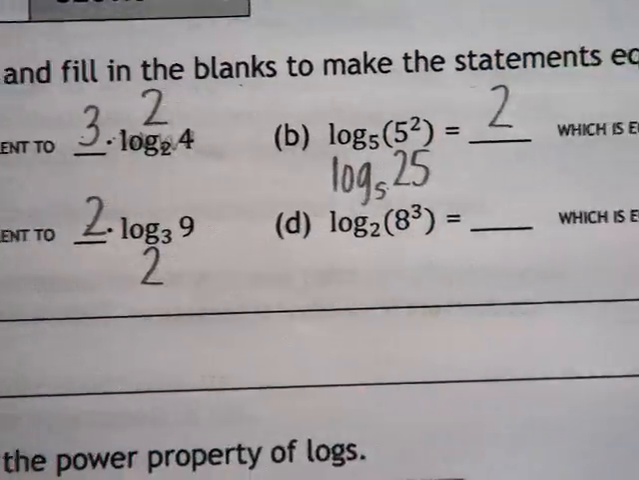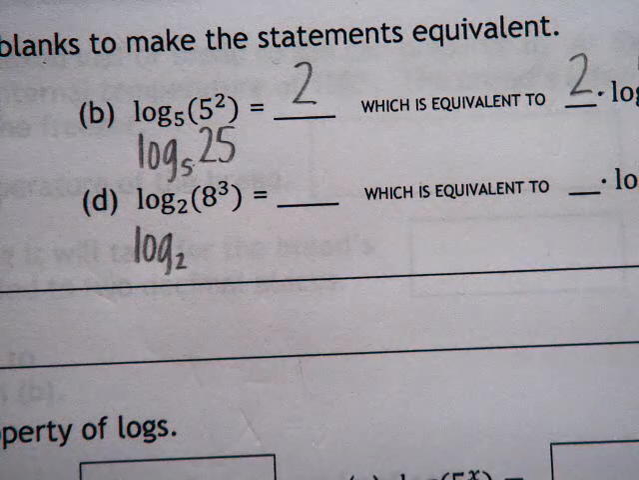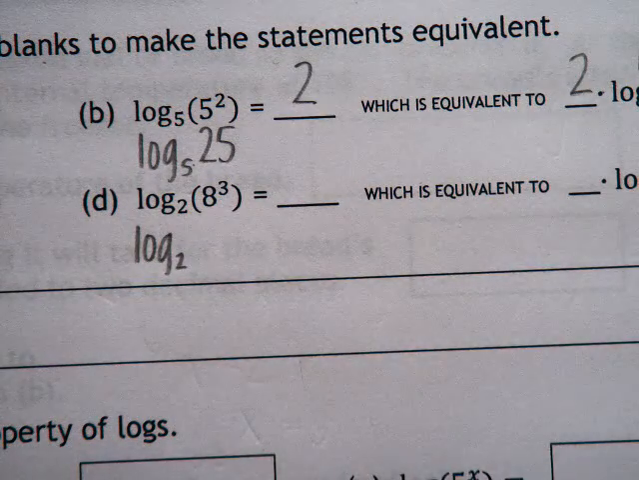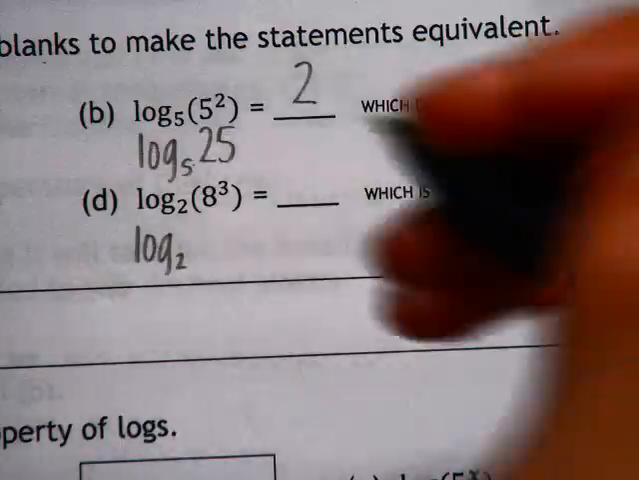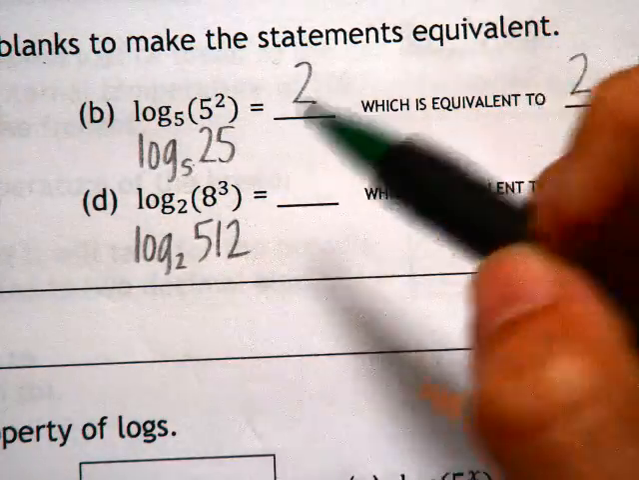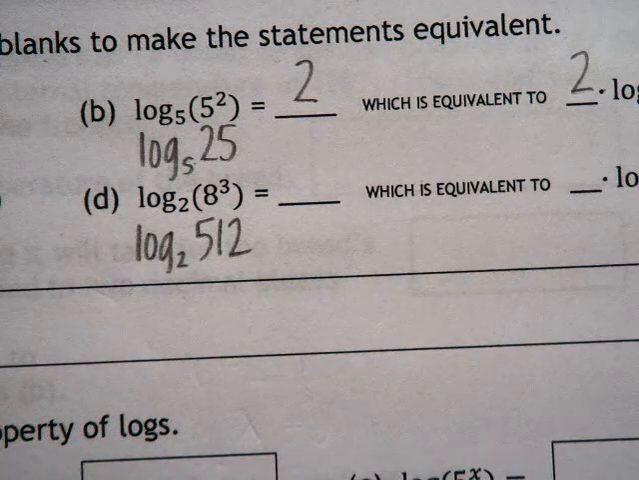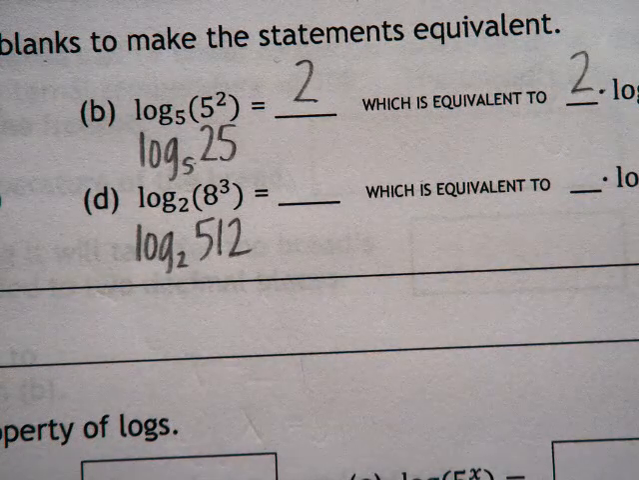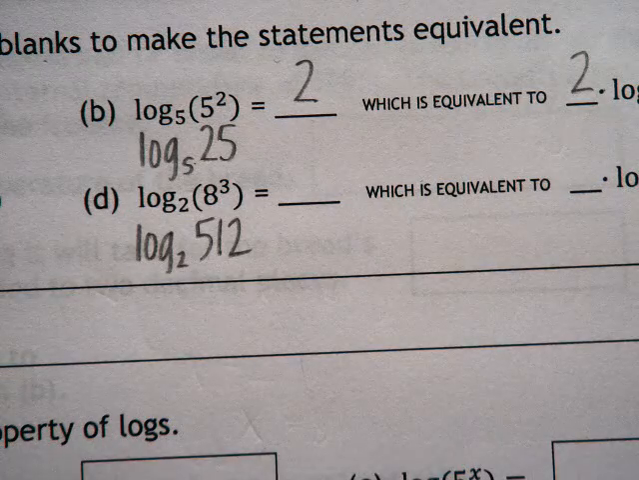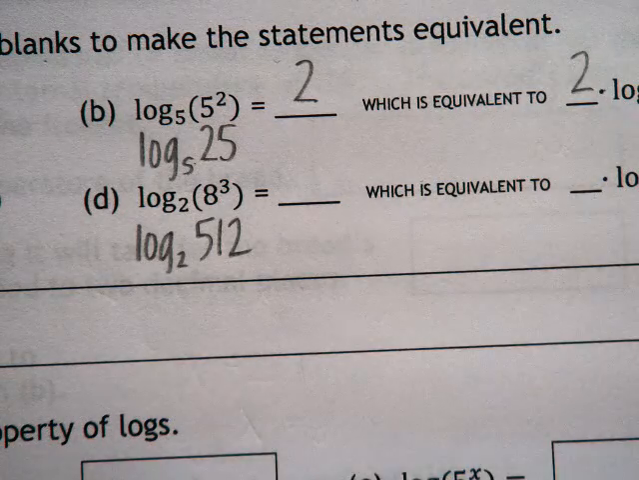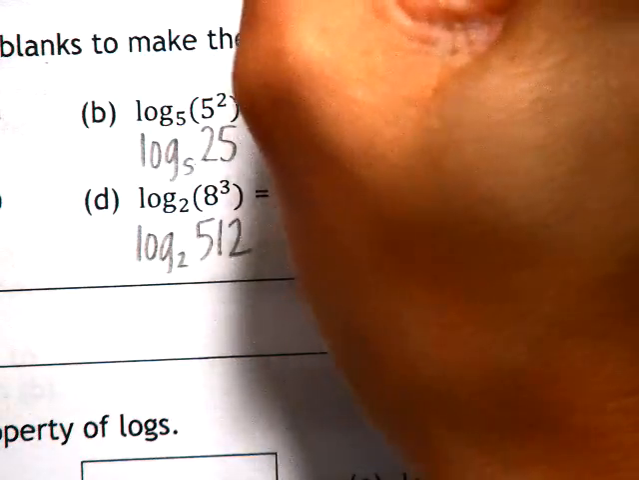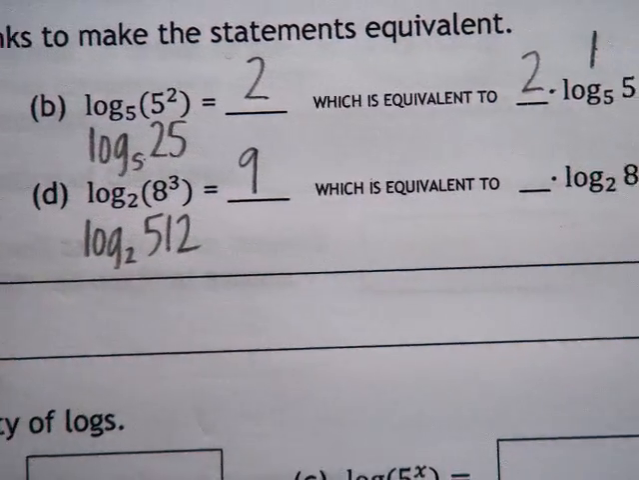Now the last part, let's take a look at letter D. We have log base 2 of, let's check out 8 cubed. Might want to use a calculator for that only because that's kind of a big number. 8 cubed is 512. So we have to say to ourselves, okay, 2 to the power of something has to be 512. So you'll have to guess and check some of your powers, but it looks like 2 to the power of 9 is 512.